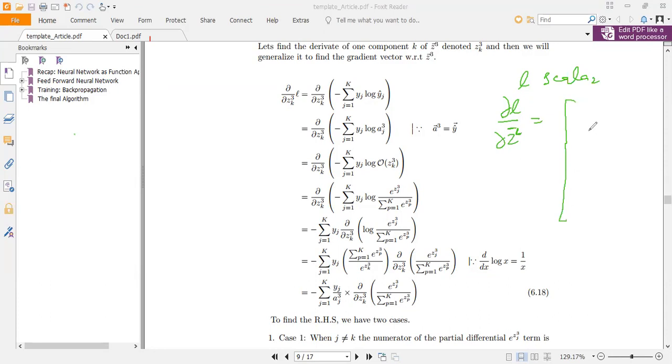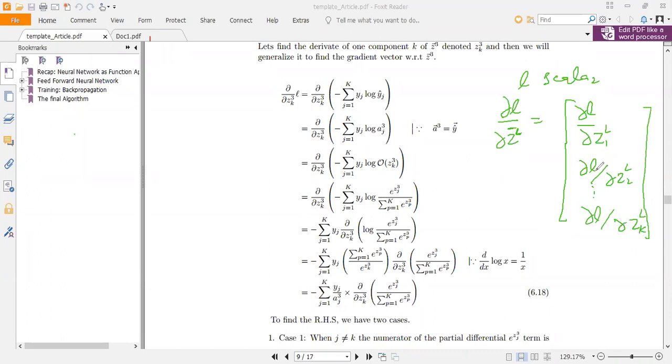So please remember it. This will be the differentiation of the scalar with respect to each component of this vector. So this will be dou L by dou ZL1 and then dou L by dou ZL2 and so on up to dou L by dou ZLK, where K is the number of classes. Fine. So this is how it will look like.